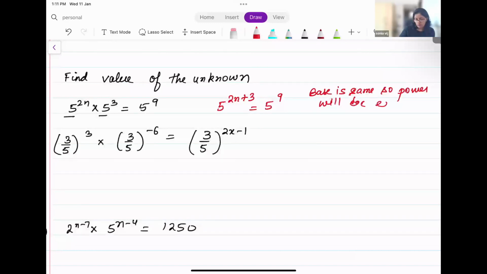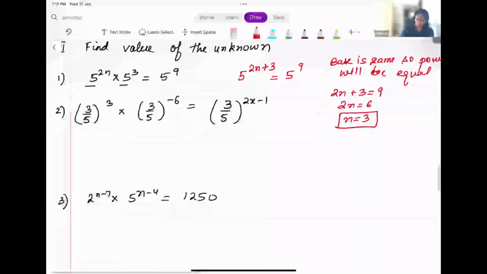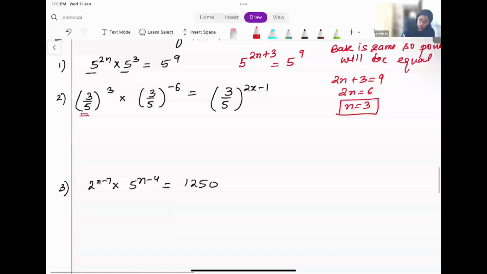Will be equal. So what will we write? 2n plus 3 will be equal to 9. 2n will equal 6 and n is equal to 3. We have found the value of the unknown here. In the same way, in this question, we see 3/5 as a common base.